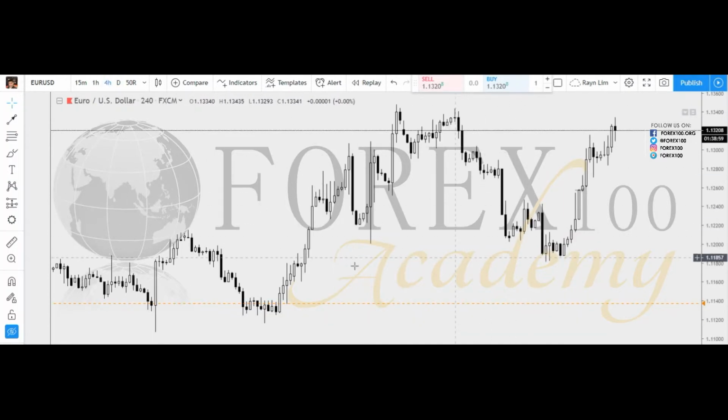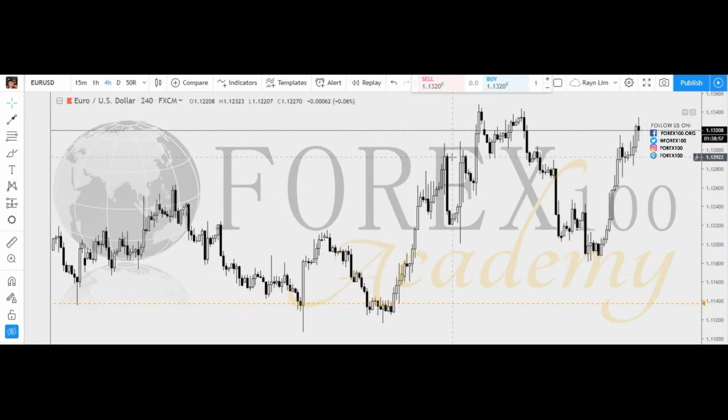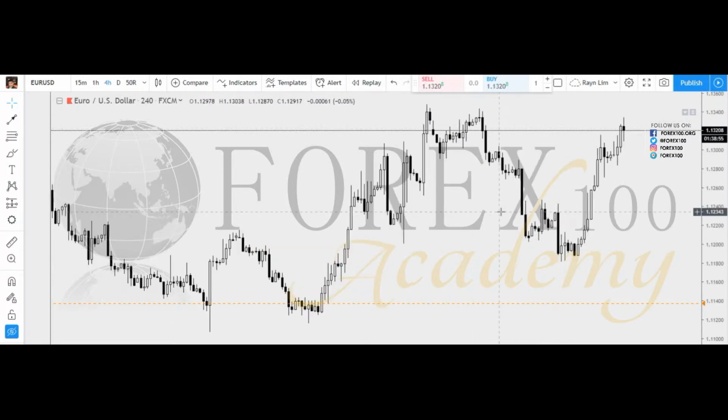Alright, head down to 4-hour chart. On the 4-hour chart, it is already on a bullish trend. Alright, 4-hour chart is on a bullish trend. Market head up near to the previous resistance. So counter trend trader, your opportunity comes in for a shorting opportunity.